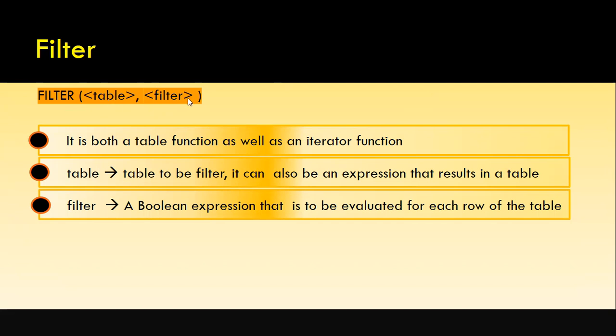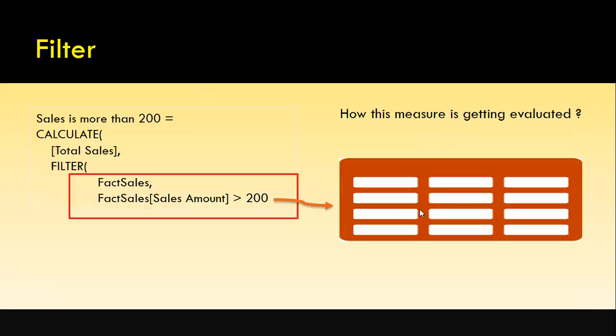But in this case, you can apply only one filter. The filter is both a table function as well as an iterator function. Look here, that is what I mentioned. The table: what table you want to filter. It can also be an expression that results in a table. The Boolean expression: you can specify the Boolean expression that is to be valid for each row of the table.